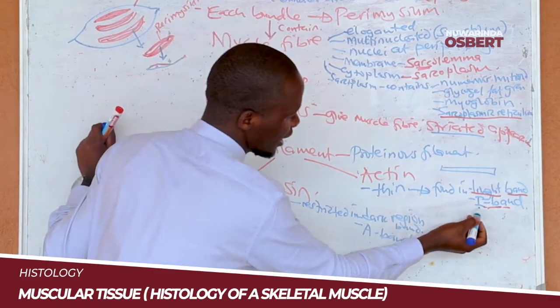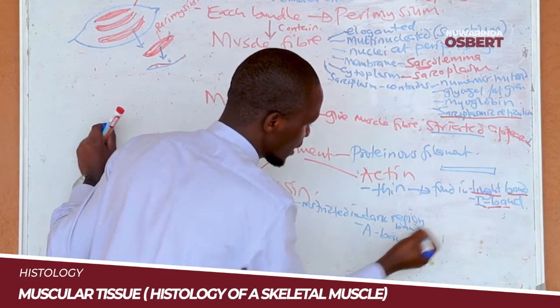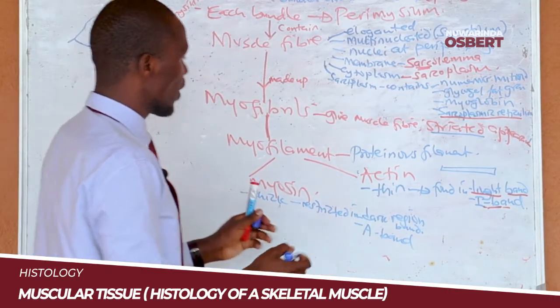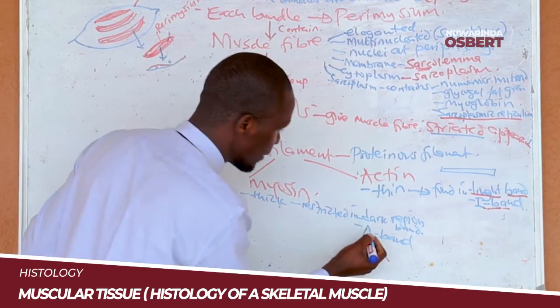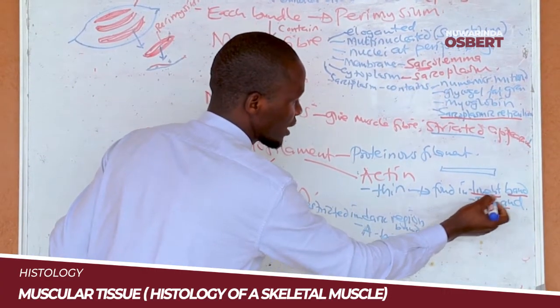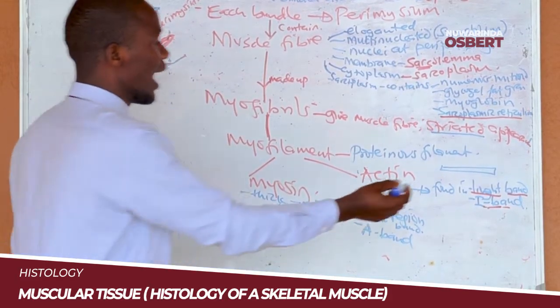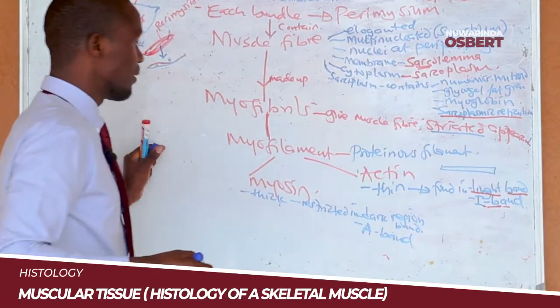We are saying this I means isotropic, and this A is anisotropic. Those words have to do with transparency. So this is the A band, which we are also calling the darker band. This is the I band, which we are also calling the light band. The I band contains the actins. The A band contains the myosin.